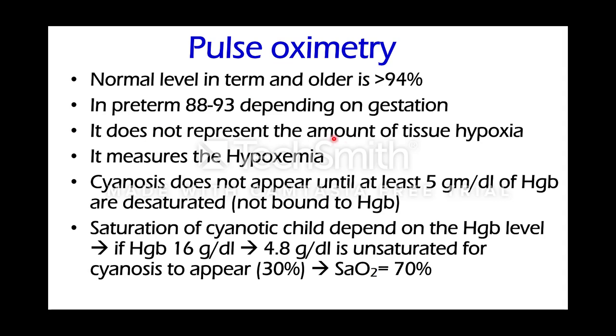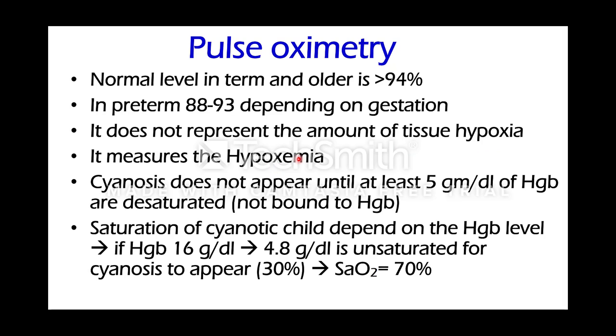It's very important to remember that it measures the amount of oxygen in the blood, or it measures hypoxemia if it's low. It does not measure tissue hypoxia. So you might have normal oxygen saturation though you have tissue hypoxia, and you might have abnormal oxygen saturation but no tissue hypoxia.